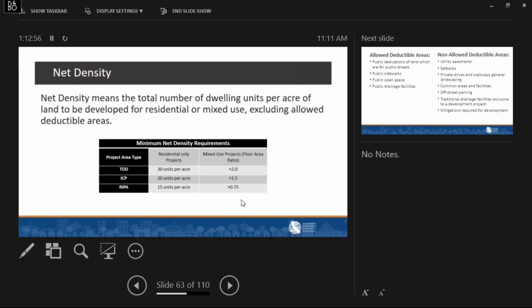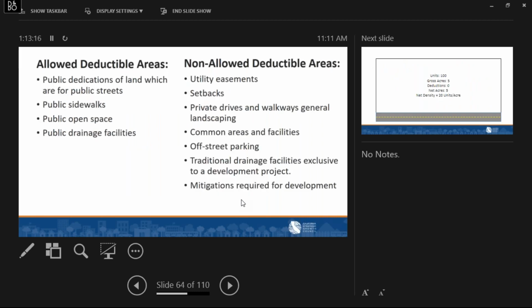We also have net density calculations in AHSC. So Coral covered our minimum densities, though, as she also mentioned, we encourage you all to pursue even denser developments. But how these are calculated also accounts for a couple deductible spaces. So it's not just your total plot size necessarily. So our allowed deductible areas are essentially any public lands, sidewalks, open spaces, public drainage, public parks, setbacks, utility easements, driveways, just general landscaping. Those are not eligible as deductible areas.